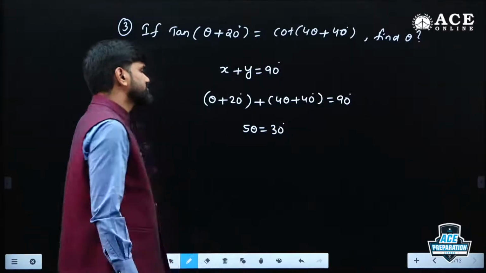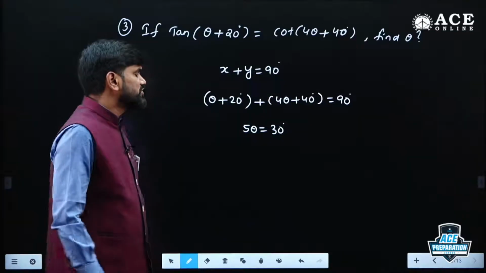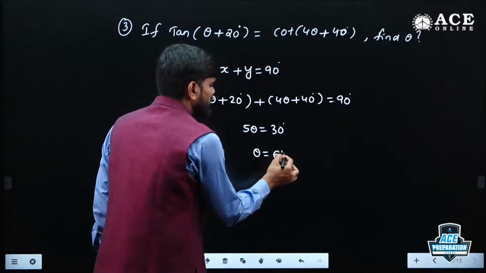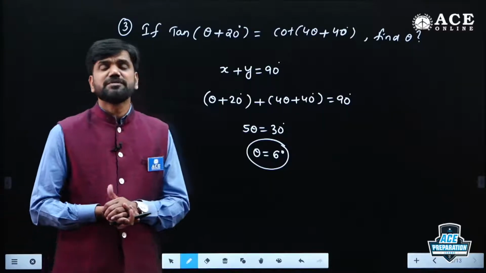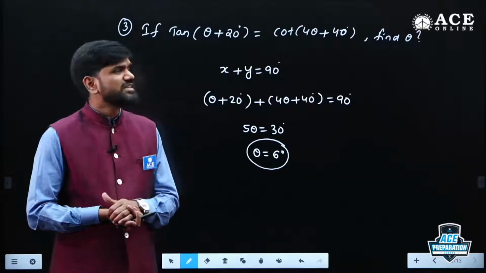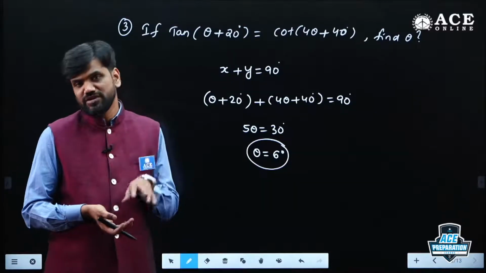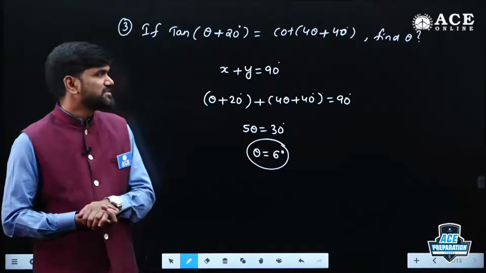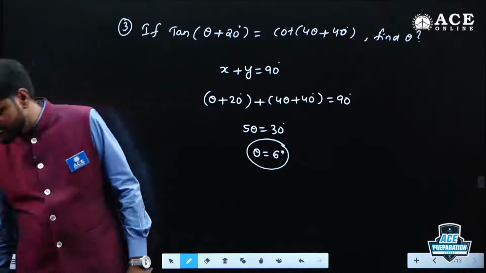This will give you 5 theta is equal to how much? 30 degrees. So, this is 20 plus 40, that is 60, send it that side. So, 5 theta equal to 30 degrees. From this we can say that theta equals 6 degrees. So, here also which property I am using? Same property, that is tan x is equal to cot y provided x plus y equal to 90 degrees, otherwise it will not happen. Right?